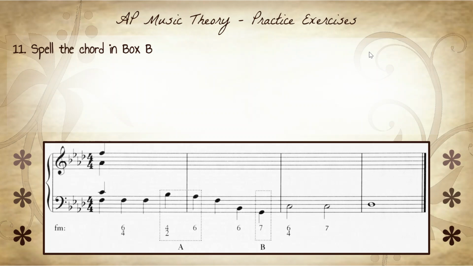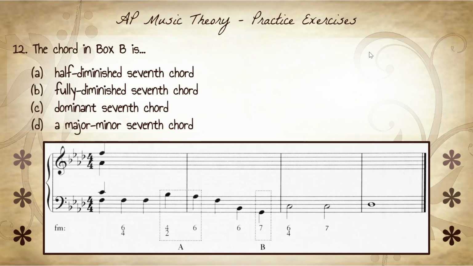Question 11. Spell the chord in box B. The chord in box B is spelled G, B flat, D flat, F. Since there are no alterations noted in the figured bass, it is spelled diatonically.